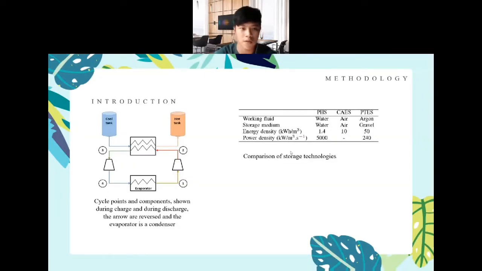On the left side of the slide, you can see a figure which shows cycle points and components during charge and discharge. During discharge, the arrows are reversed and the evaporator becomes a condenser. On the right side, you can see a table of comparison of storage technologies.